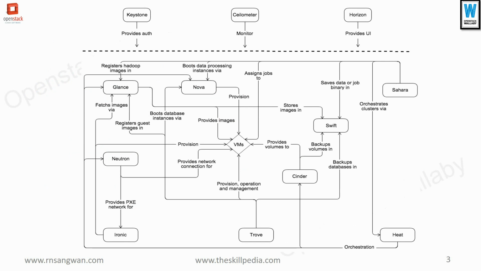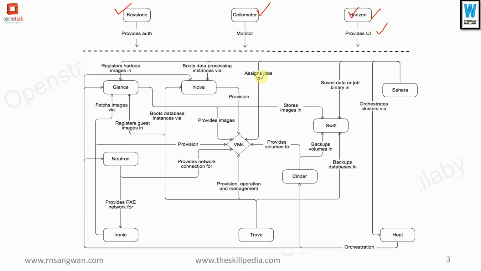This is the complete OpenStack. Let me explain it. You start authentication with Keystone. The Keystone service provides the auth. Ceilometer provides monitoring. Horizon is the dashboard or user interface. So you enter through the Horizon dashboard or from the command line. But yes, your process starts from where you are, and you send your request through the API.